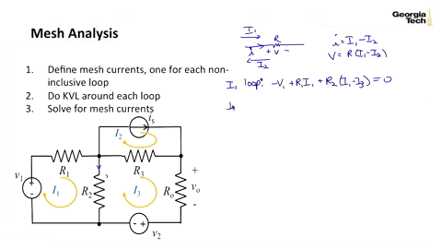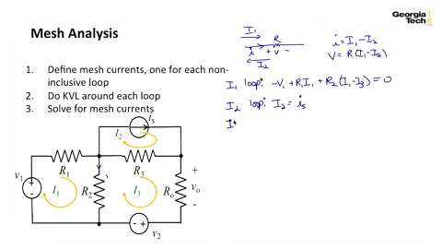Now, the I2 loop. We do not do a KVL around the I2 loop because I already know what this current is. The whole purpose of doing a KVL is to find the mesh current. Well, I know the mesh current. I2 is equal to I sub S, because it's going in the same direction as I sub S.